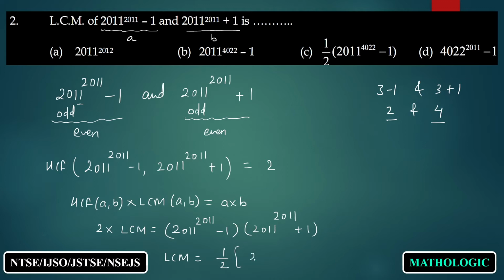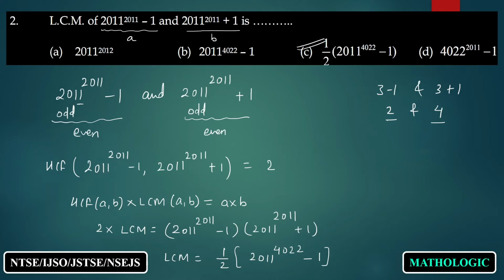So this will be 2011 to the power 2011 into 2. Since we are squaring this number, this will become 4022, and then minus sign and 1 square is 1. So this is the answer. As you can see, this is option number C. This is the correct answer.